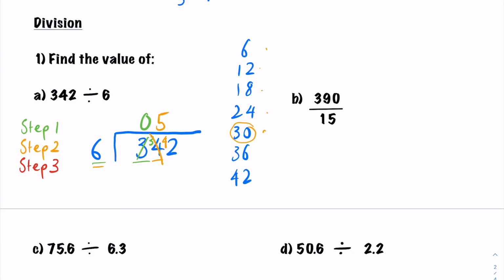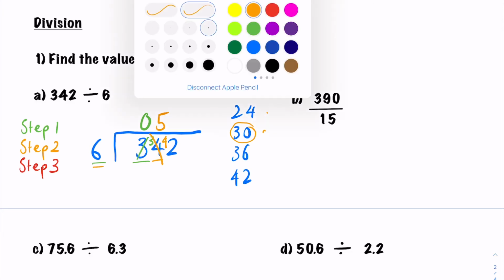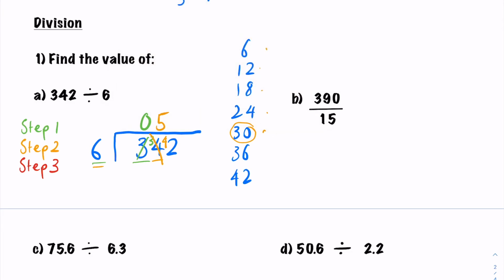And so in the next column, you need to find out how many 6s go into 42. And we can see that's just 1, 2, 3, 4, 5, 6, 7. 7 6s go into 42 with no remainder because that goes in perfectly. And so 342 divided by 6 is just 57.